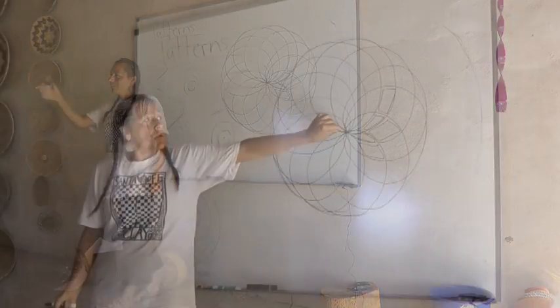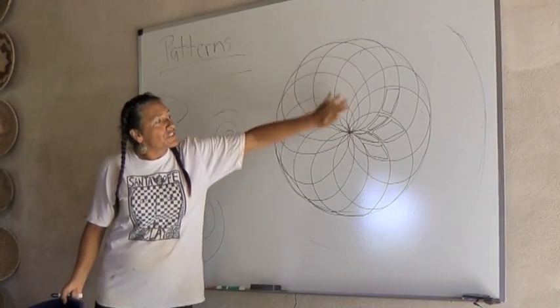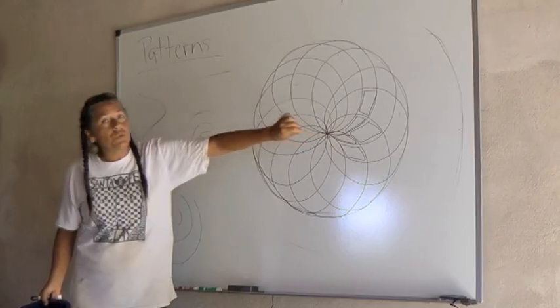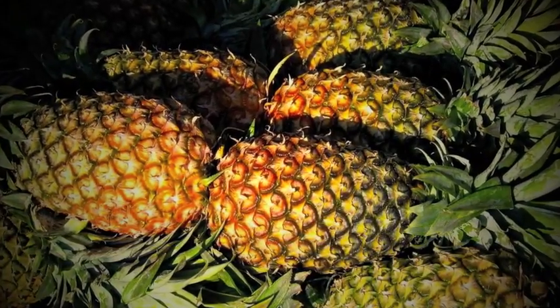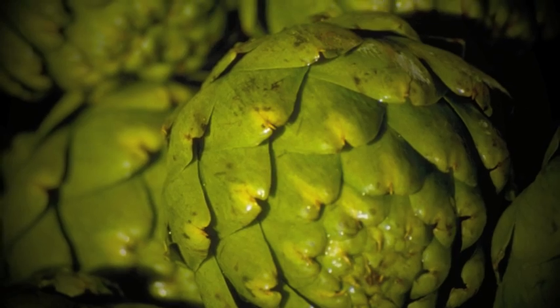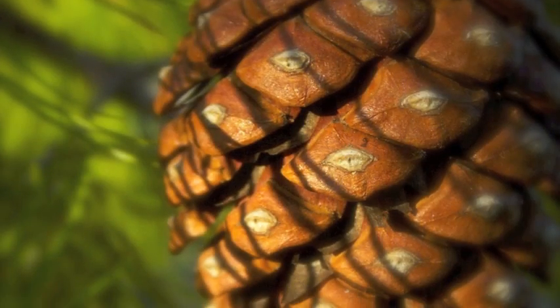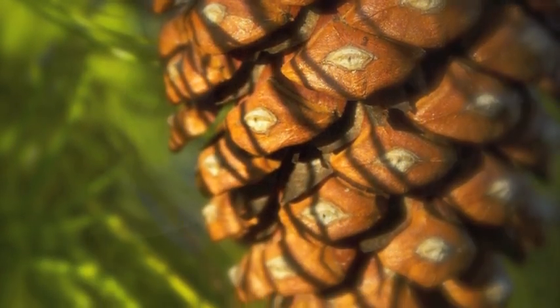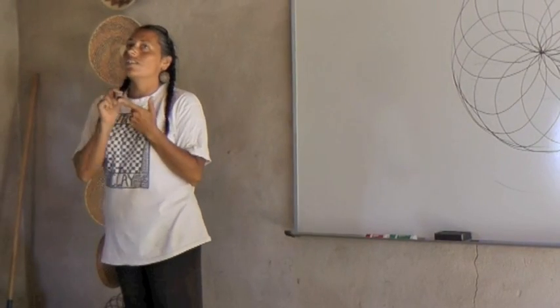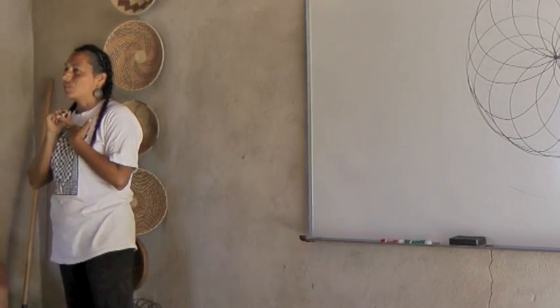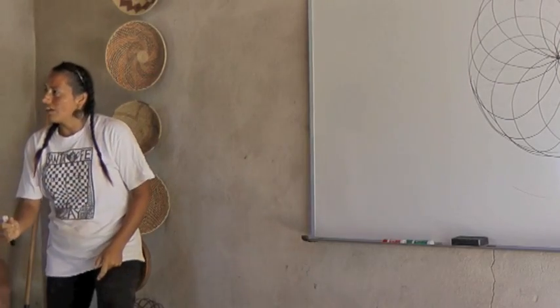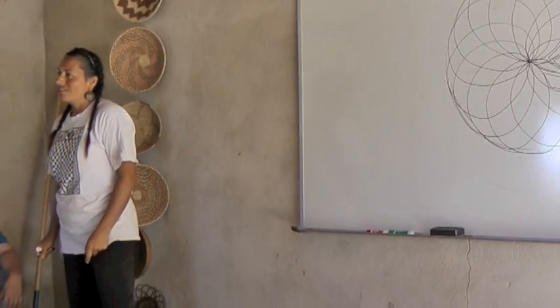I pulled this out and made it. This looks more like a sunflower, but if you pull this out, you will see this pattern in pineapples, artichokes, pine cones. I believe that the reason human beings have achieved what they have achieved is not because they're above nature. It's because once in a while they hit on a good pattern that nature does.